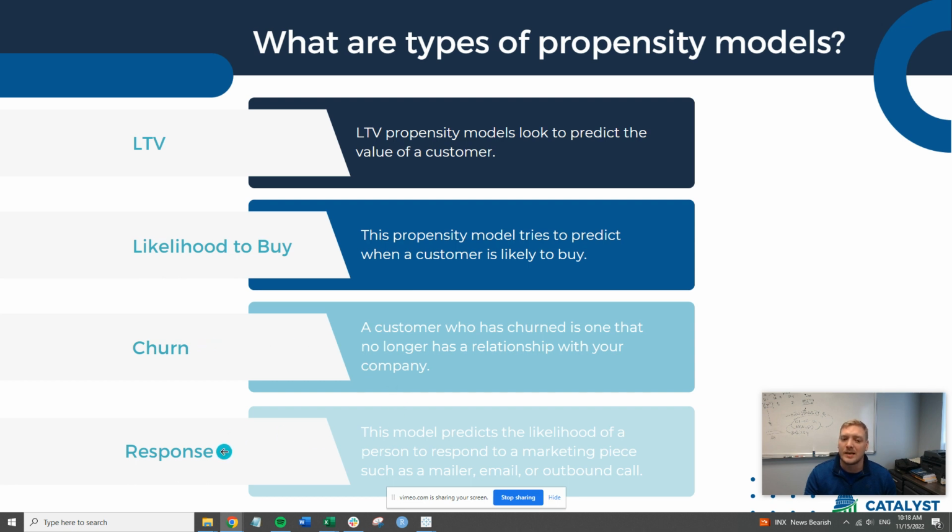Finally, here the last example is response modeling. So this is looking at understanding which customers are going to respond to a marketing message. So maybe that's a mailer, an email, an outbound call, etc., and saying, okay, who is most likely to be impacted by this message? This is if you're thinking about direct mail, for instance. You obviously have a limited amount of resources. You can only send so many pieces out in the mail. You want to focus your targeting on those people that are going to respond to that mailer.